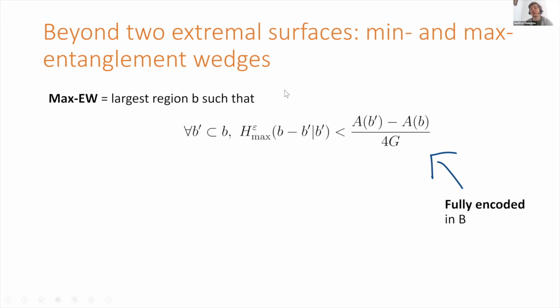So this is going to be the region that is fully reconstructible, fully encoded in the boundary region big B. It's the region that you can definitely learn everything about, guaranteed, from the boundary region big B.